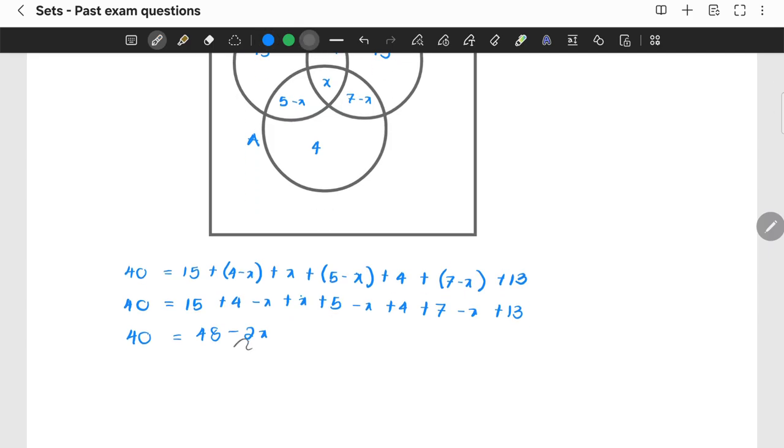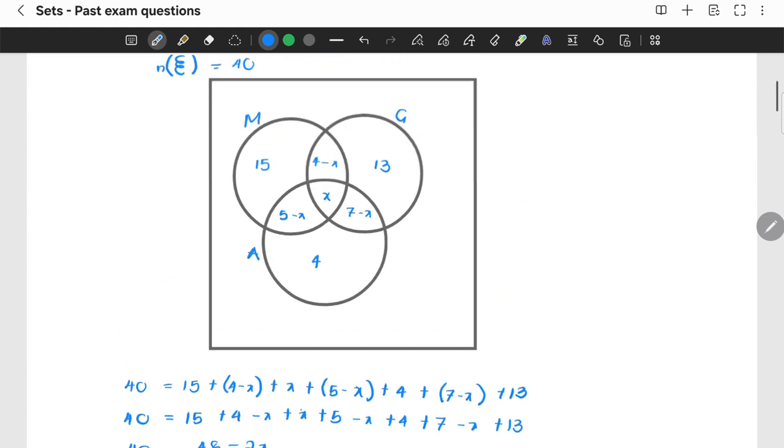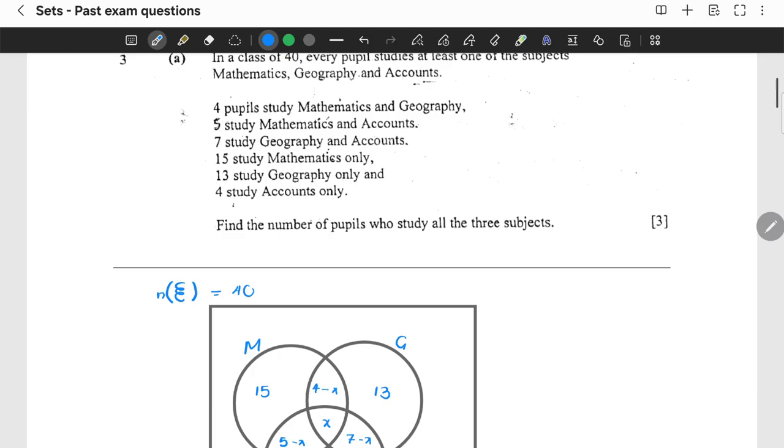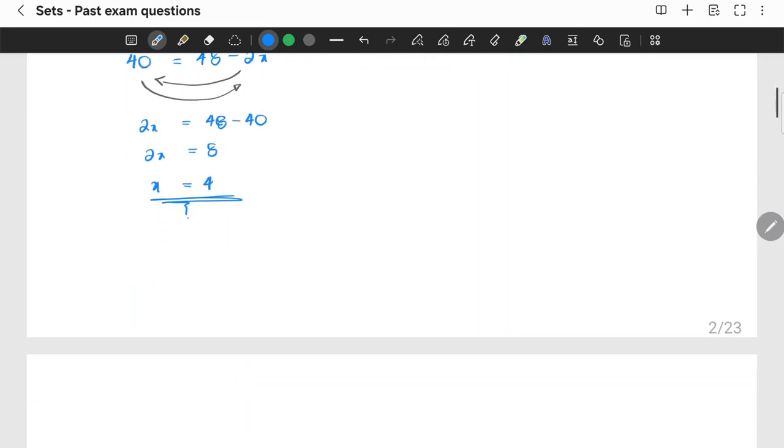And to simplify this, we can have minus 2 cross the equal sign and 40 cross the equal sign. In so doing, we get 2x is equal to 48 minus 40, such that we have 2x is equal to 8 and x is equal to 4. So that's 4 students who study all 3 subjects. That's how we simplify that.